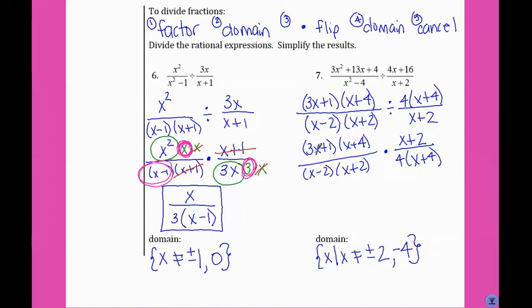And now let's cancel. x plus 4, x plus 4, x plus 2, x plus 2, and we're left with 3x plus 1 over 4 times x minus 2. These problems look like a lot of work, but once we get through the factoring, factoring's typically the hardest part. It's just a lot of canceling and then being able to read what you canceled and what stayed. It gets pretty easy after that.